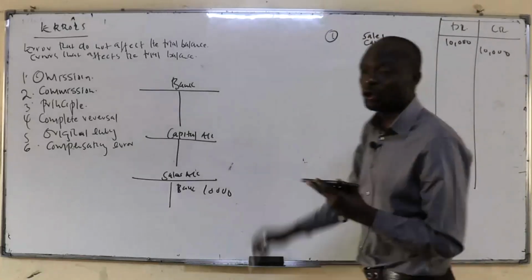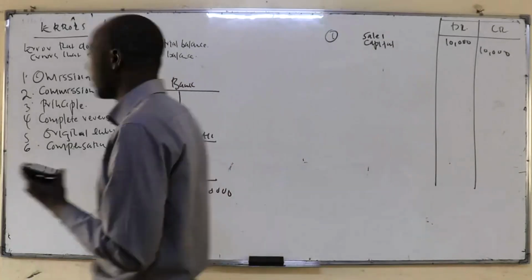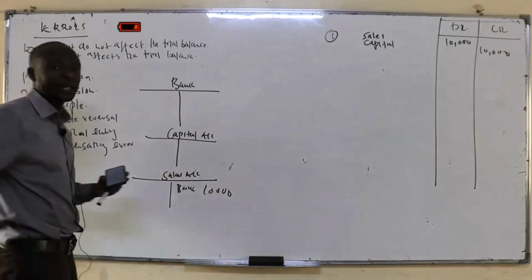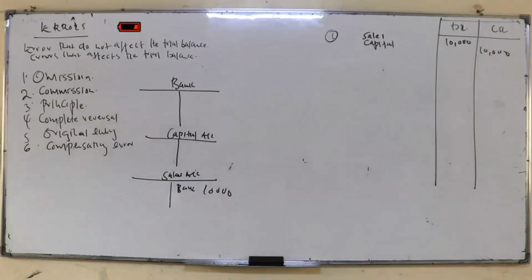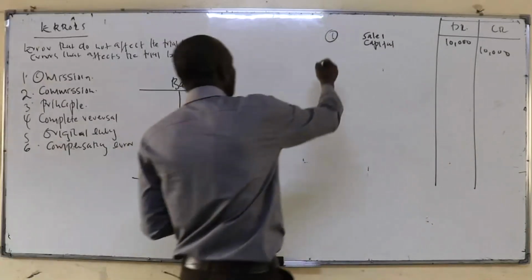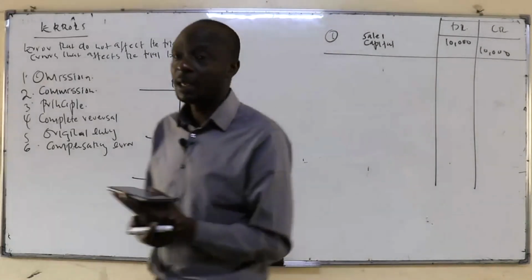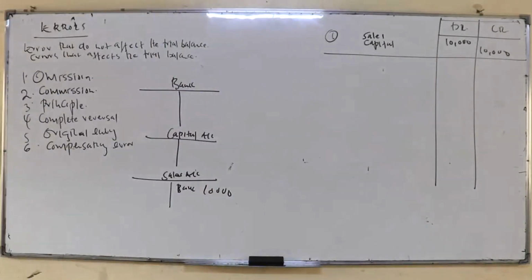And then they have told you to narrate. To narrate, you are telling the examiner what you are doing. So you say, being correction of extra capital wrongly posted to sales account. You write it like that. Being correction of extra capital wrongly posted to sales account. That one, you have done it. Or you write your own English, what you're doing. That is what it means by narration. So that one you have rectified.